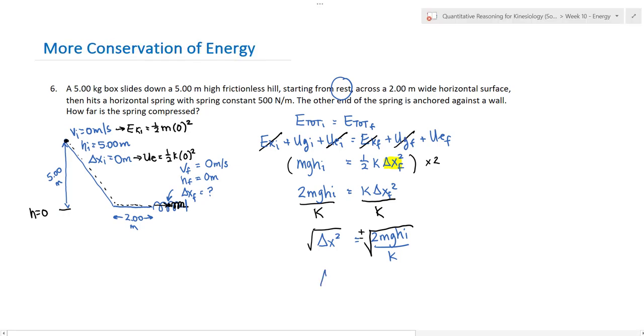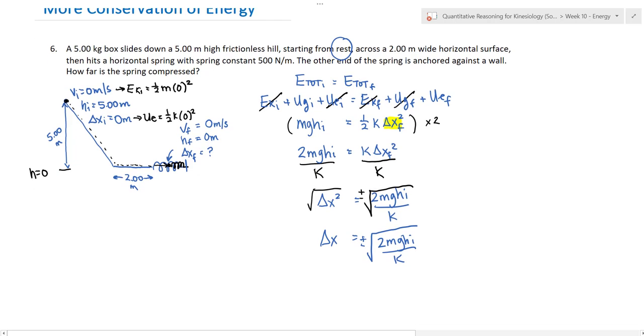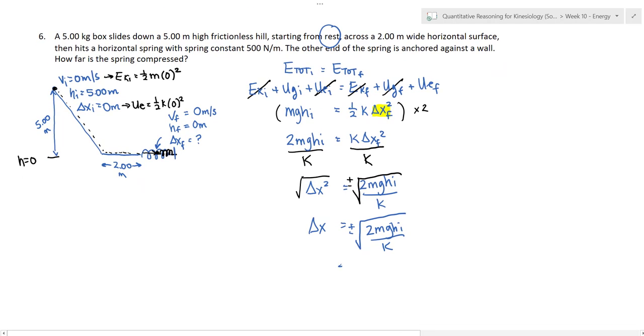And I have delta x is equal to plus or minus the square root of 2 mg h initial over k. Okay, so the question wants to know how far is the spring compressed. Let's plug in all of our values. Plus or minus the square root of 2.